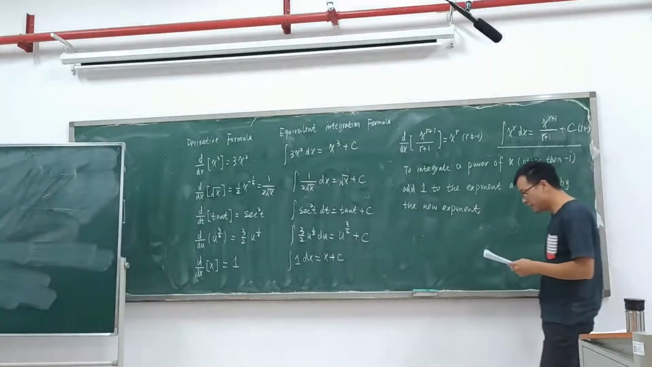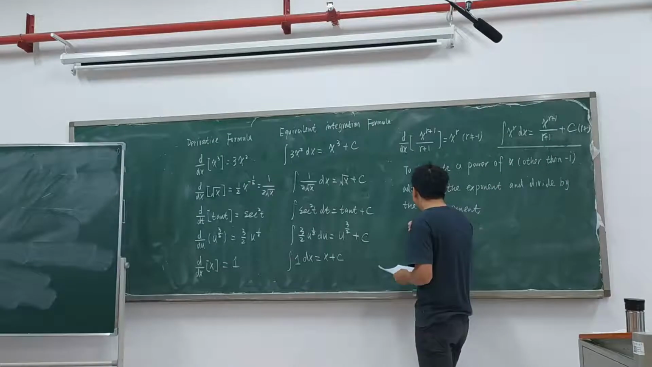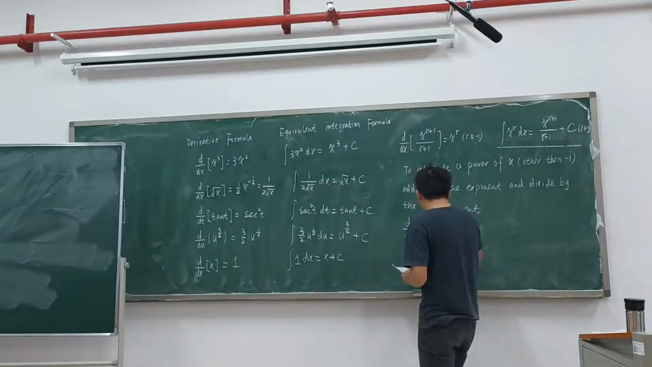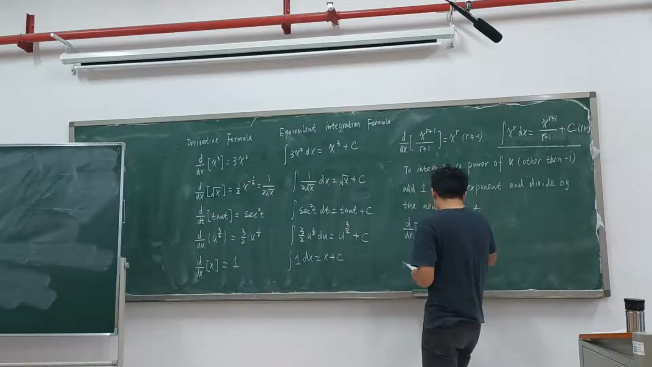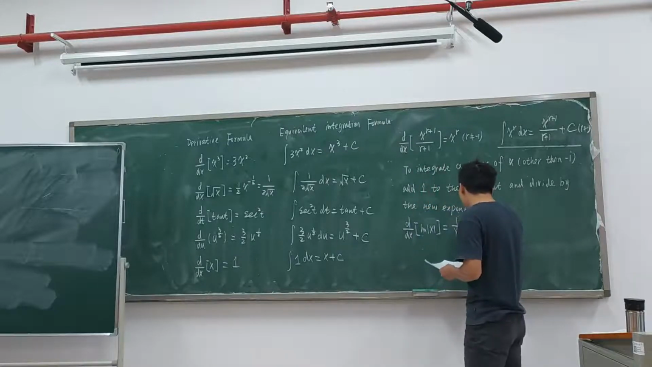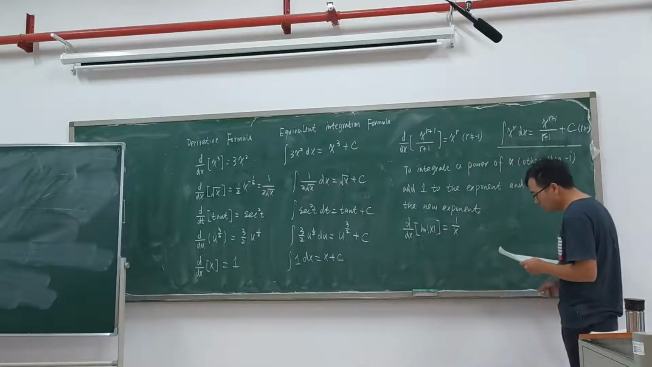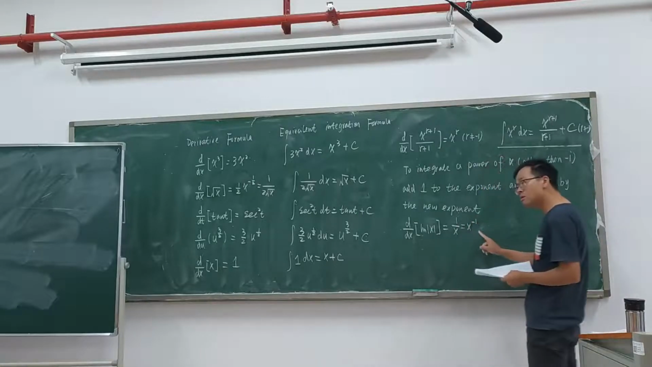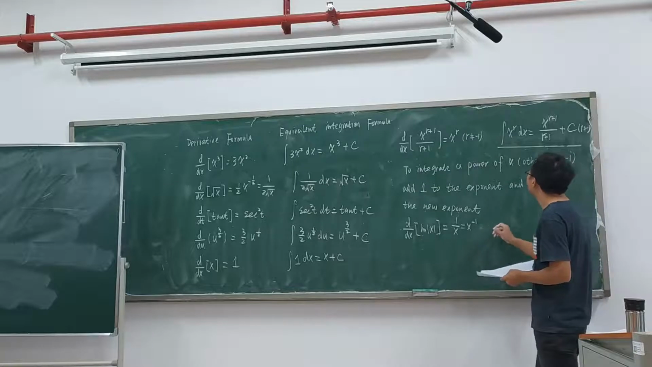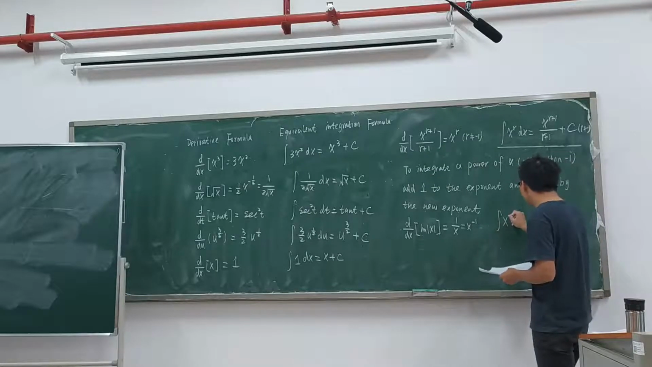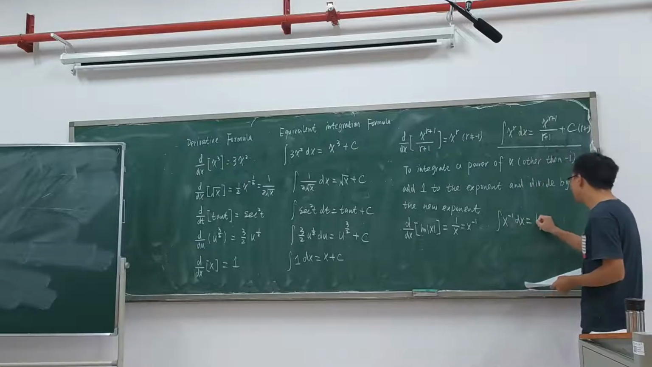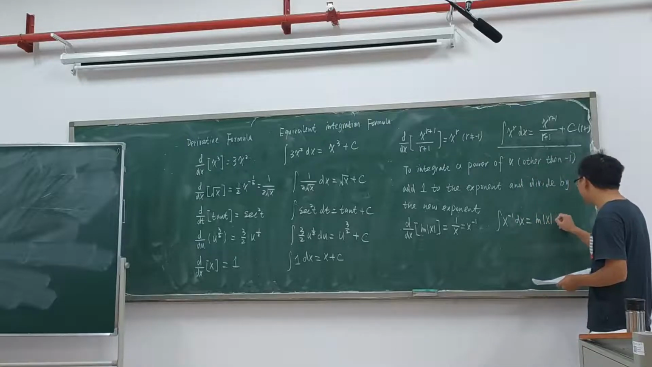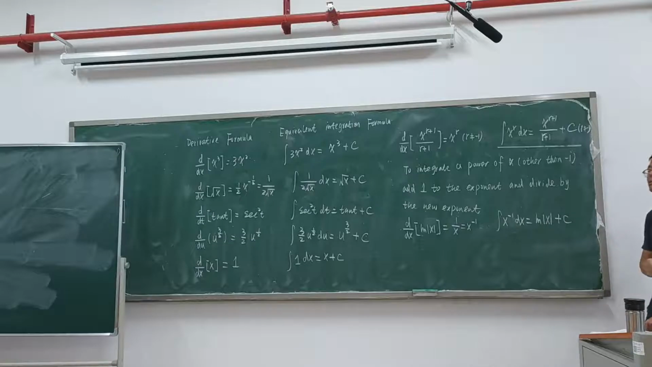And now we can see that d/dx of ln of the absolute value of x equals 1 over x, or we can write it as x to the minus 1 power. So from here we have the integral of x to the minus 1 power dx equals ln of the absolute value of x plus c, okay? Plus c.